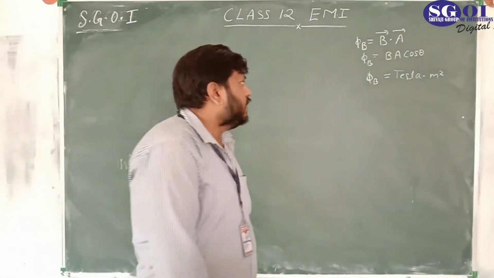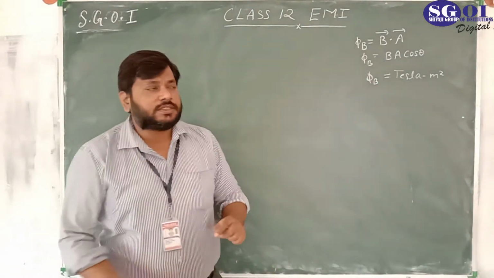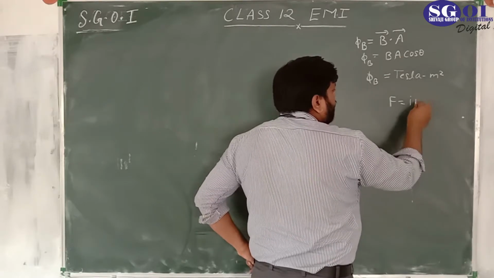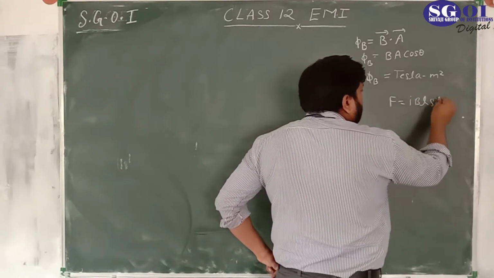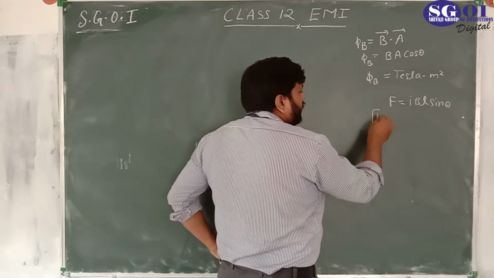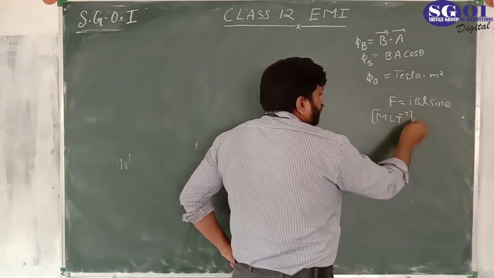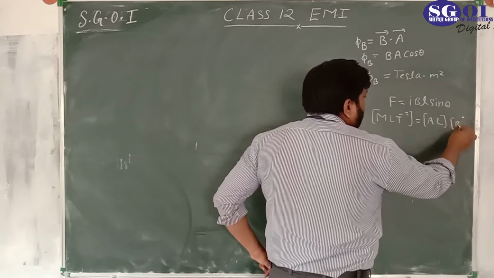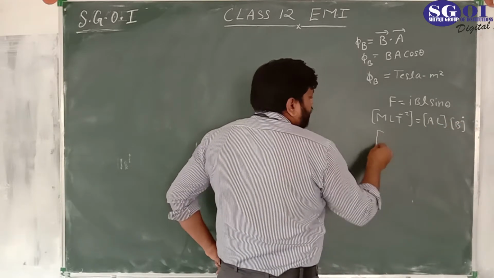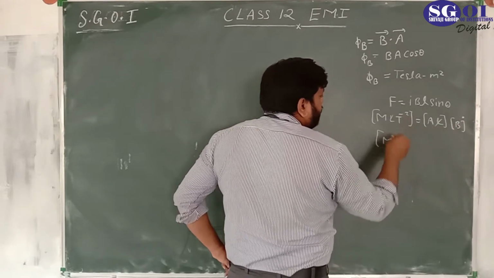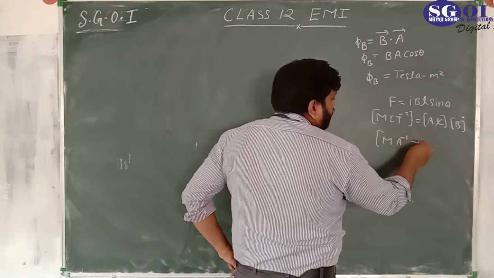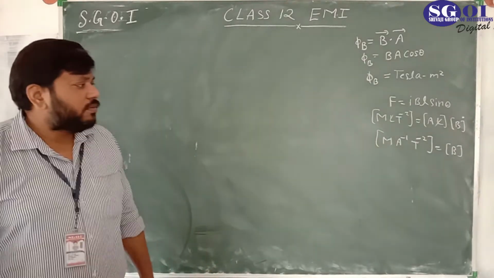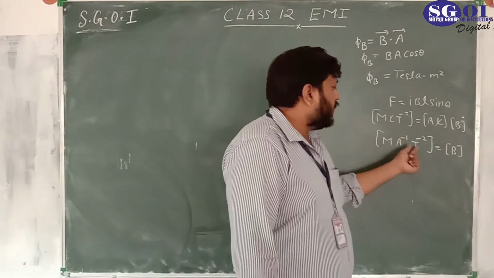And we can also find the dimensions of magnetic flux, and for finding the dimension we will find the dimension of B, from F equal to I B L sin theta. The dimension of F is M L T to the power minus 2, the dimension of I is A, dimension of L is L, and dimension of B is B. So we can say that L cancels out, M A to the power minus 1 T to the power minus 2 is equal to B. So the dimensional equation for magnetic flux density is M A to the power minus 1 T to the power minus 2.